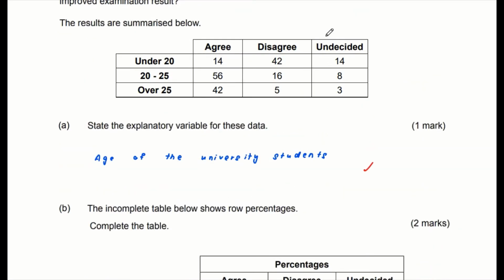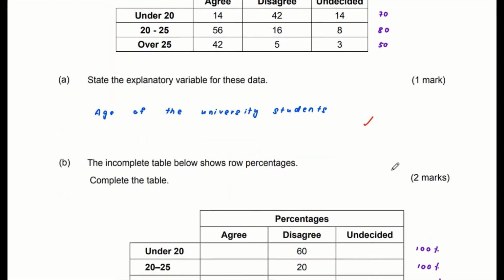All right, so we have the first one here. You need to get the sum for each of your rows first before you can get to the row percentage, right? So 14 plus 28 plus 28, that gives you 70. 56 plus 16 is 72, so 80. And then after that, 40 plus 42 plus 8, that's 50. Now we can start to find this.